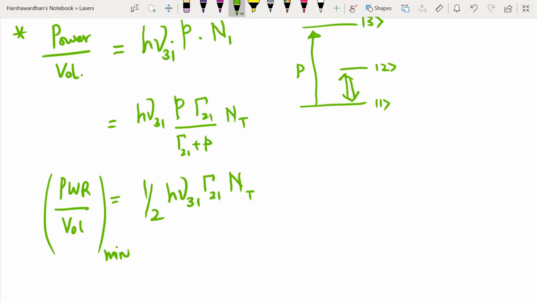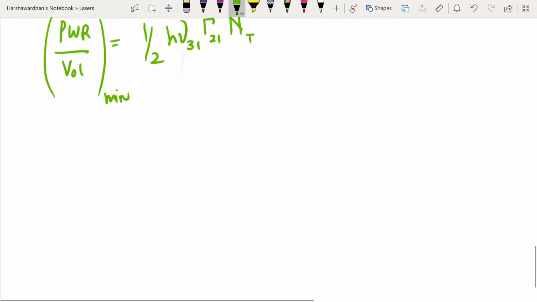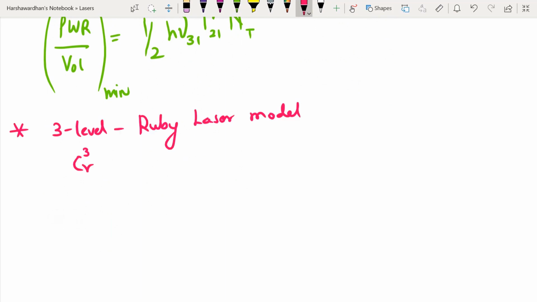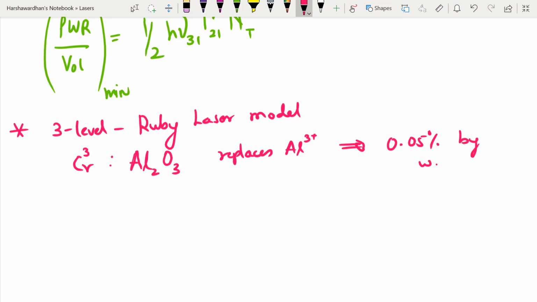So before I go further, I just want to describe for you very briefly the Ruby laser, so that you can connect what we have done until now to a real example. So the Ruby laser consists of chromium atoms which are doped in a matrix of Al2O3. The aluminum 3 plus ions are replaced by chromium, and the chromium is simply 0.05% by weight. That's the kind of doping level of chromium that you get.